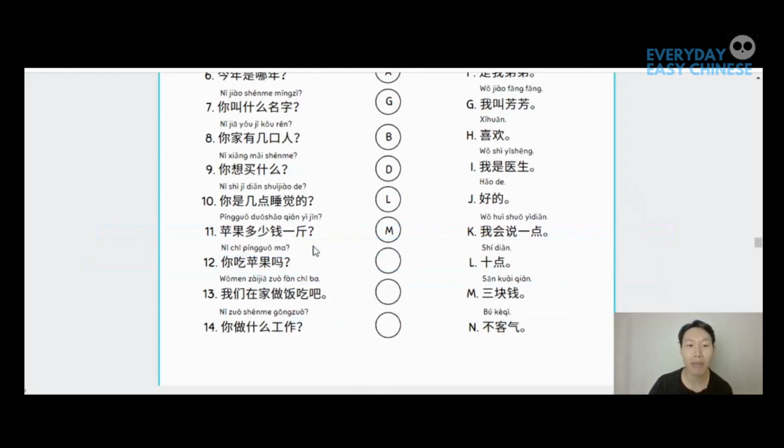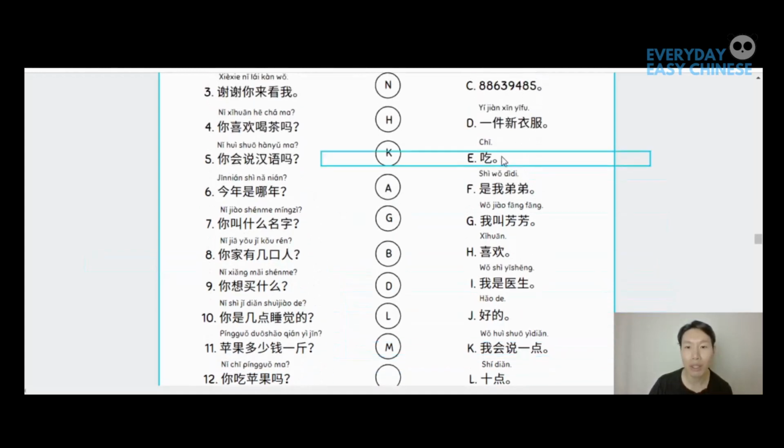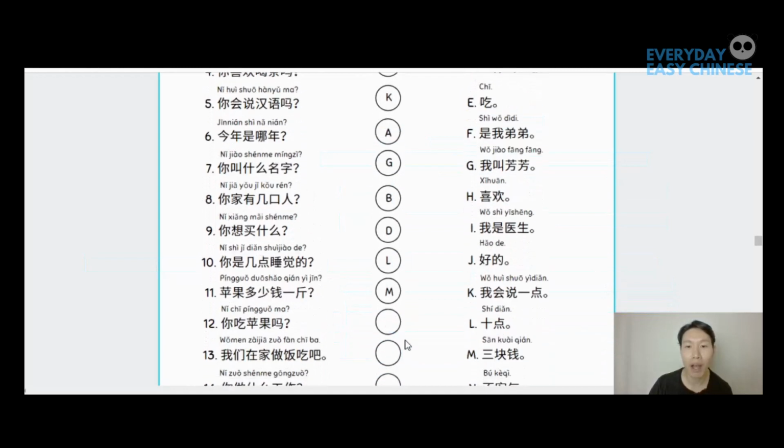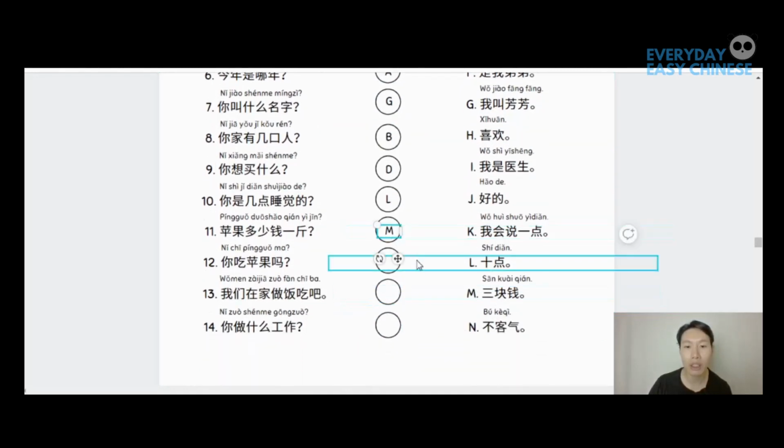The next one, again, we have lots of apples. 你吃苹果吗? Do you eat apples? And we have, again, the verb eat, which is 吃. I eat apples.